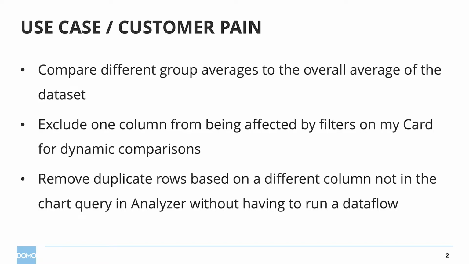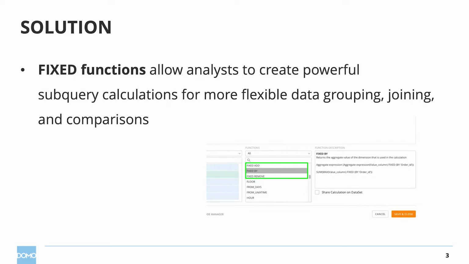And the last one is removing duplicate rows based on a different column that's not in the current chart query, and actually needing to run a data flow. So being able to do all of that from Analyzer. So of course, the solution here is fixed functions. These functions allow analysts to create really powerful subquery calculations for more flexible data grouping, joining, and comparisons.